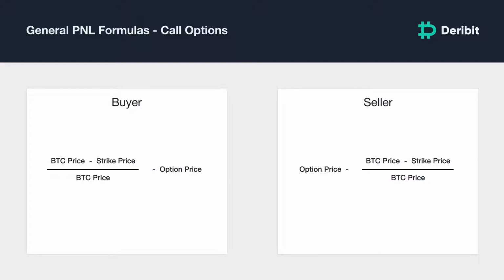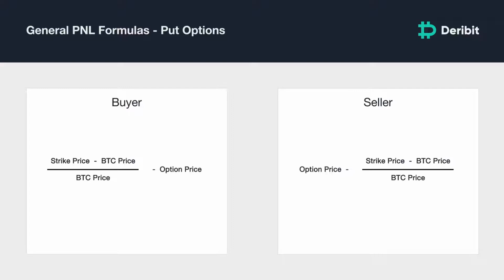The call seller's profit and loss, of course, is the opposite and can be calculated as the option price minus the BTC price minus the strike price divided by the BTC price. For in-the-money put options at expiry, the put option's profit and loss in BTC can be calculated as the strike price minus the BTC price divided by the BTC price again, then minus the option price. The put seller's profit and loss, of course, is the opposite and can be calculated as the option price minus the strike price minus the Bitcoin price divided by the Bitcoin price.